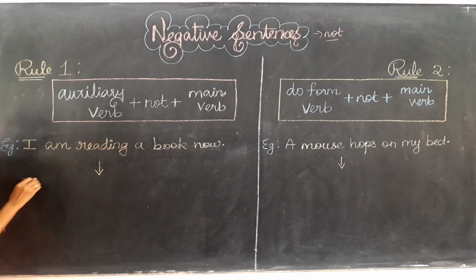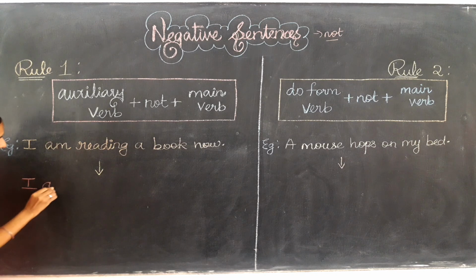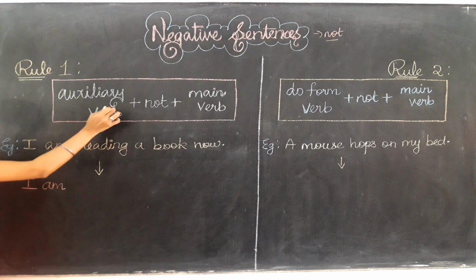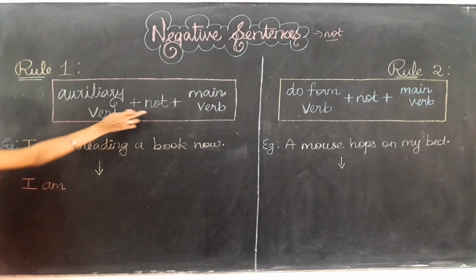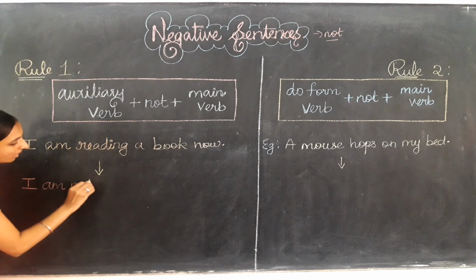So I will come as it is. Am is an auxiliary verb and I am going to write it here. After writing the auxiliary verb, what do I need to write? Yes, I need to write not. Then what do I need to write?